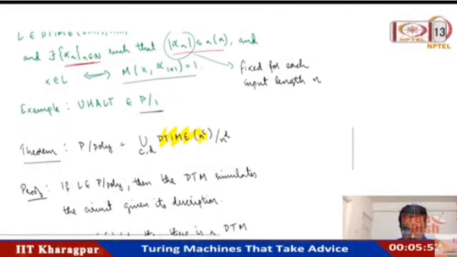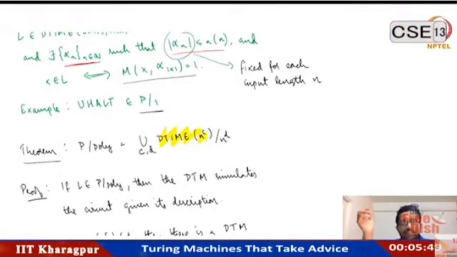So let us see why this is the case. The claim is that P/poly is the class of all languages that are decided by polynomial size circuits. And now I am saying that this is the same as the class of all languages decided by Turing machines that take a polynomial length advice. So let us see why that is the case.